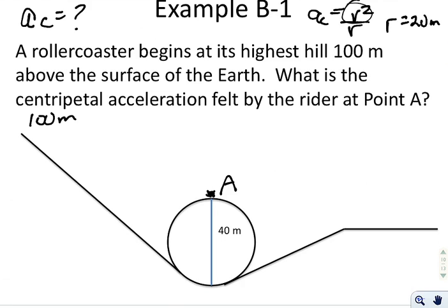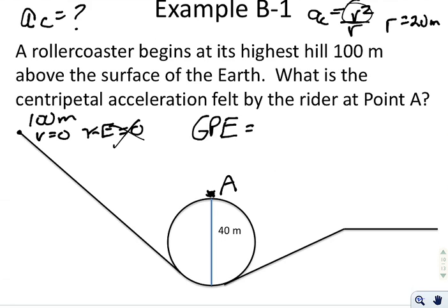My assumption is that right here at the top of the roller coaster, the object has a velocity of 0, because it says it begins, it's starting there. So if it has a velocity of 0, that means it has a kinetic energy of 0. So all the energy at the beginning of this particular situation is going to be in terms of gravitational potential energy.